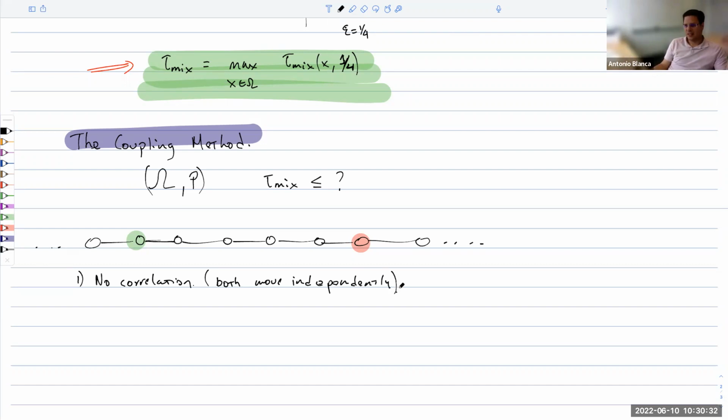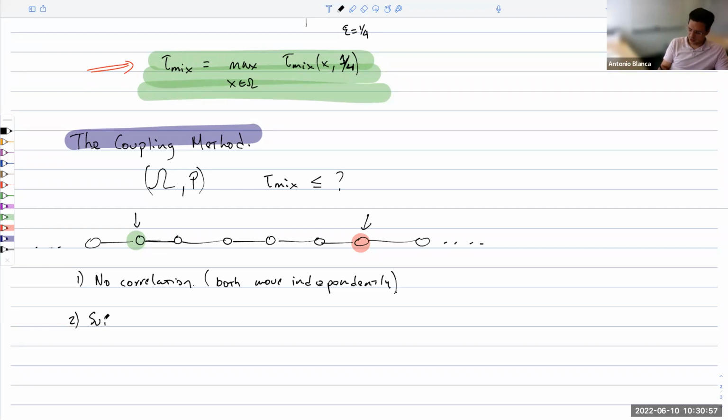Okay, and that's a valid coupling, right? There is no coordination. The requirement that we have is that when we look at one of them, say the green one, the green one is moving with the right probability. When we look at the red one, it is moving with the right probability. So this is true when there is no coordination. But this is also true if they use the same coin to move left and right.